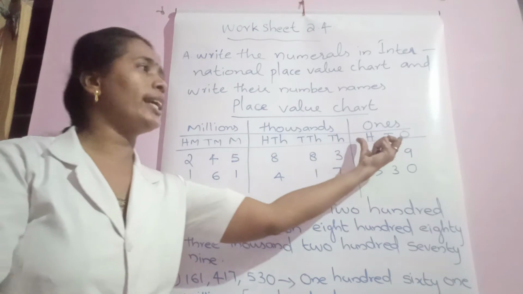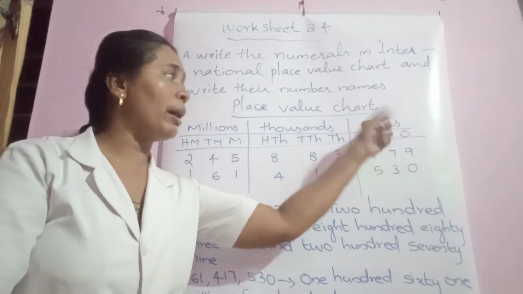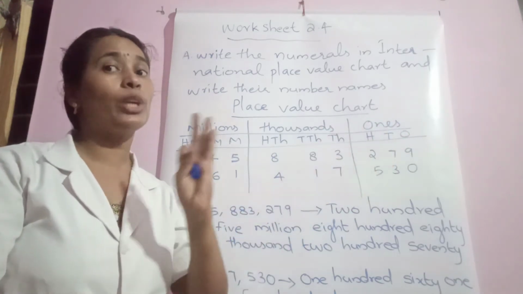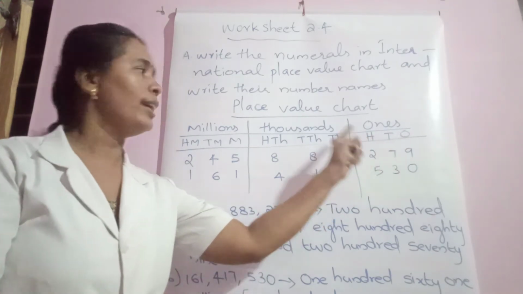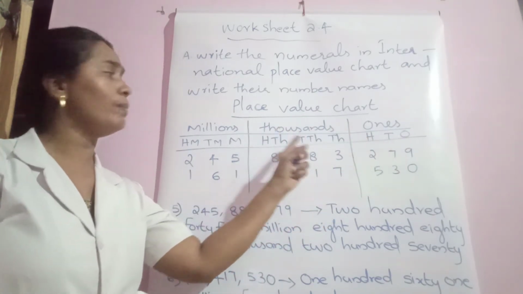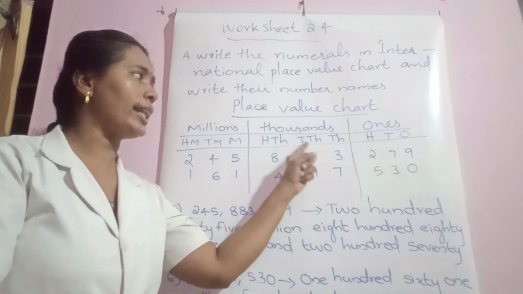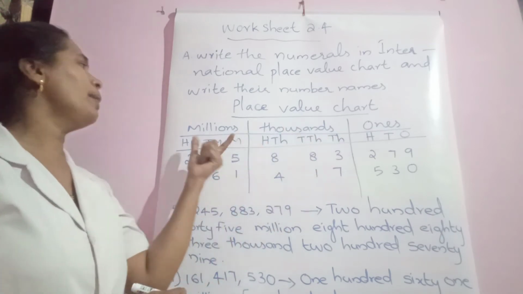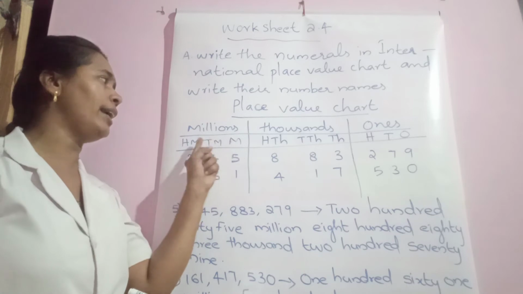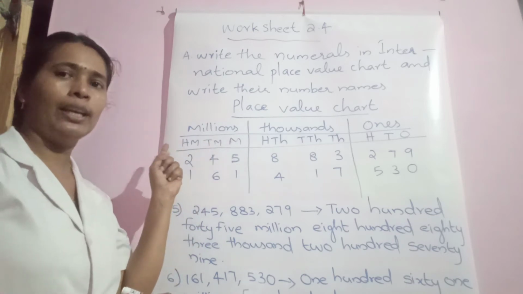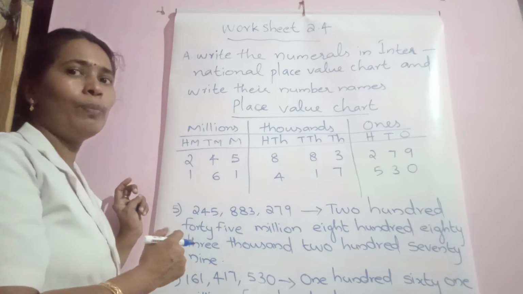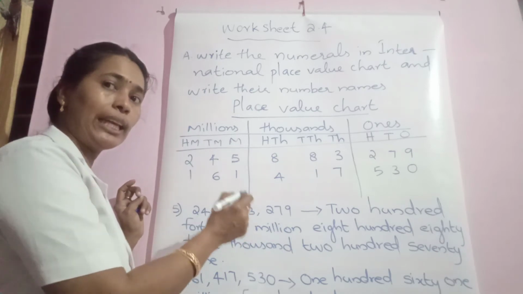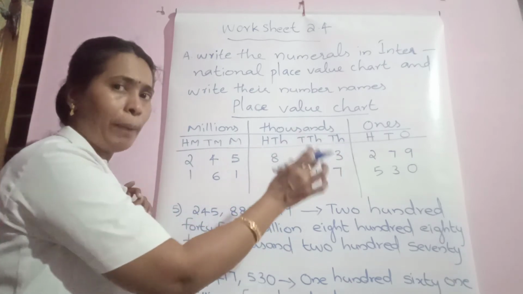Then they have taken place values. In ones period, there are 3 places. Which are the places? Ones, tens and hundreds. In thousands period, 1000, 10,000, 100,000. Similarly, in millions period, million, 10 million, 100 million. Then we have to represent the given numeral on this chart. How to do? We have to represent each digit in its own place.